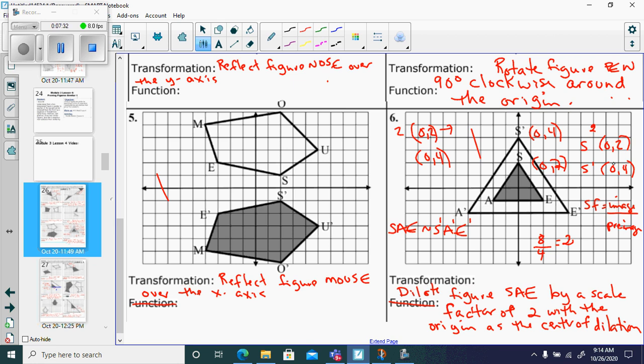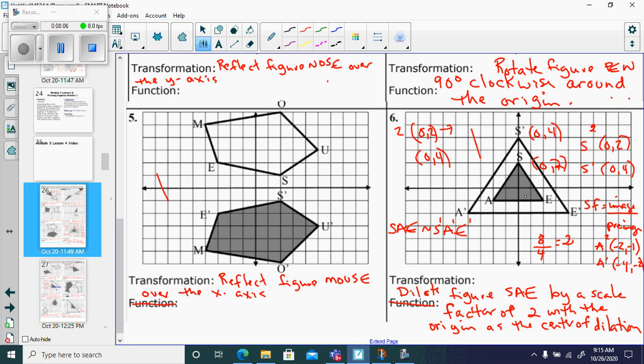2 times 0 is 0. 2 times 2 is 4. So this one will be at 0, 4. 0, 1, 2, 3, 4. S prime. How about A prime? A is at -2, -1. If I multiply that by 2, A prime would be at -4, -2. So that's at -1, 2, 3, 4, -2.